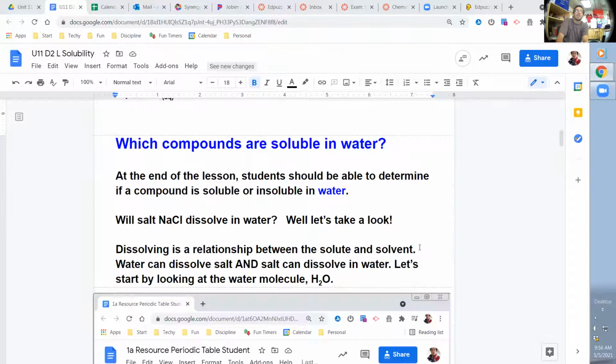Well, let's take a look. Dissolving is a relationship between the solute and the solvent. In this case, the NaCl is the solute and the water is the solvent. When you put them together, that makes a saltwater solution. So water can dissolve salt, and salt can dissolve in water. It's a relationship between the salt and water that causes the dissolving to happen. So let's start by taking a look at the water first. Let's take a look at the solvent, water.